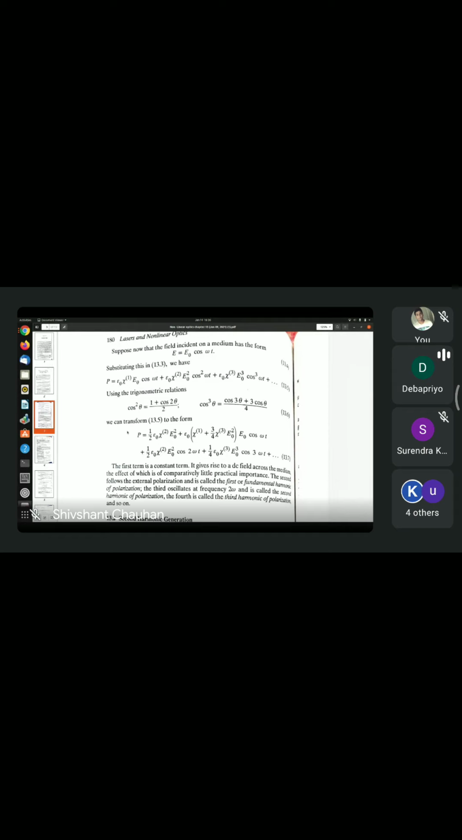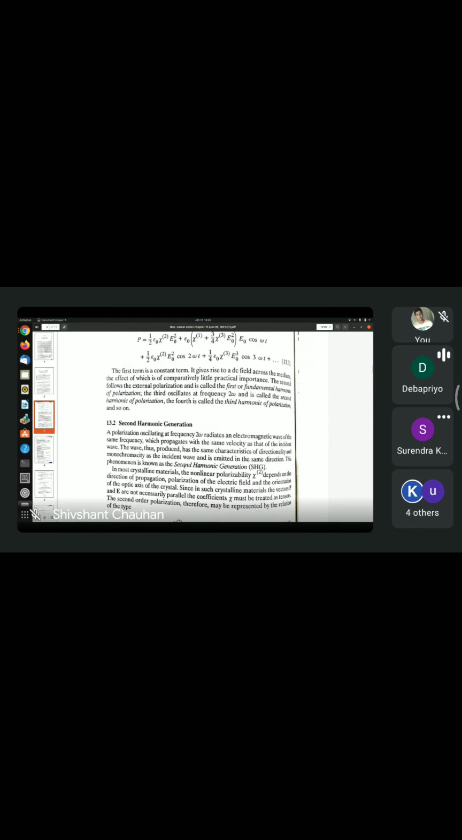Move to the next page. Yes, sir. Second harmonic generation, right? Hello? Hello. Yes, sir. Second harmonic generation, right? Yes. Just lower it, lower it. Yes, I want to see the top portion of this page. Just first show the top portion of this page.